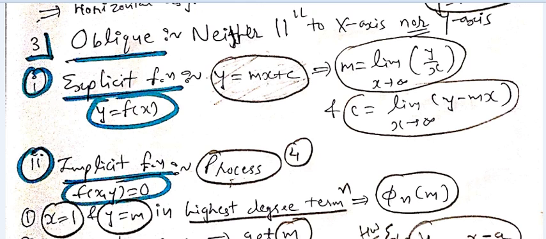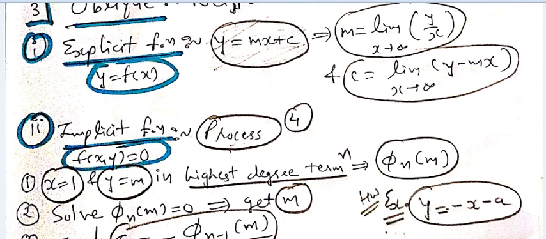Now for oblique asymptote, there are basically two types: explicit function and implicit function. What is the meaning of explicit function? If you can express any of this Cartesian coordinate x in terms of y or y in terms of x, then the function is called explicit. For that you can directly find m and c, like m is equal to limit x tends to infinity y by x, and c is equal to limit x tends to infinity y minus mx. From this itself, divide by x, so you will get m, and just shift this mx, you will get c.